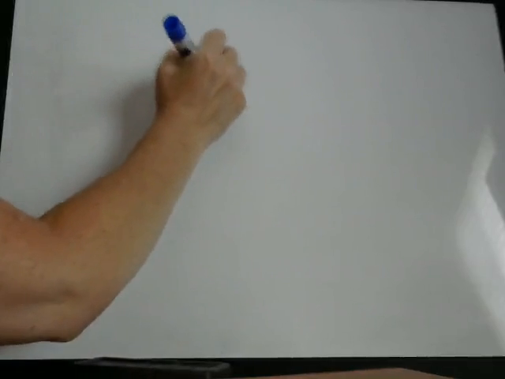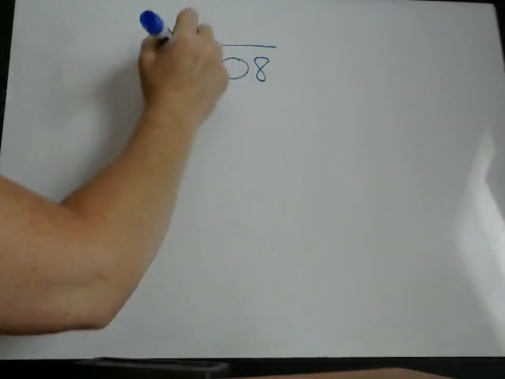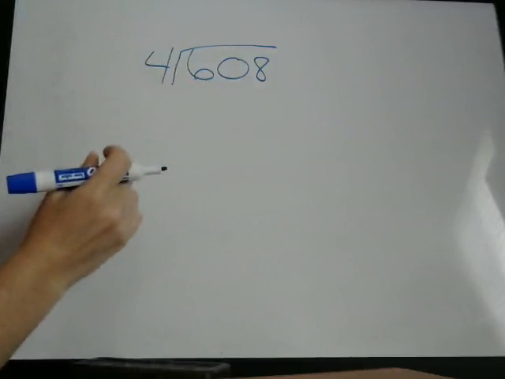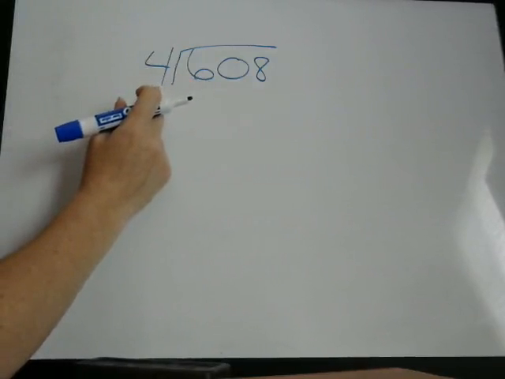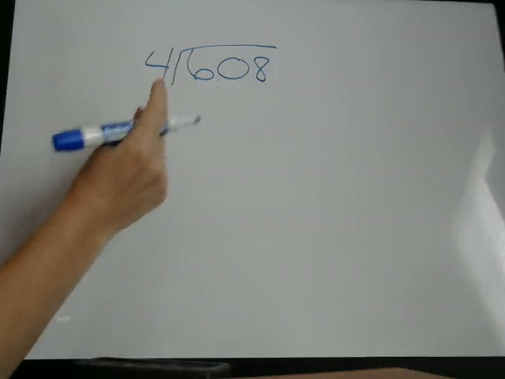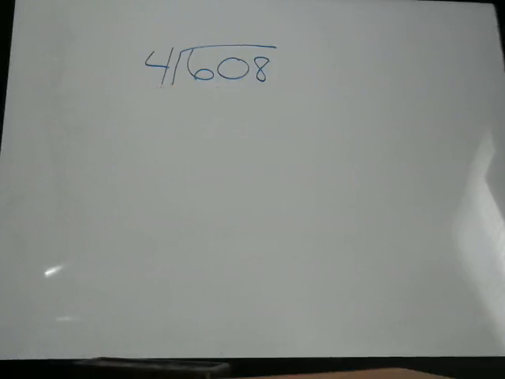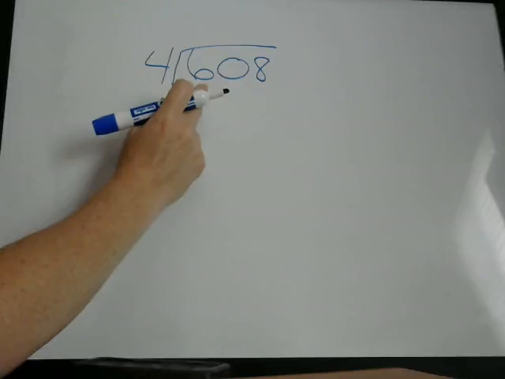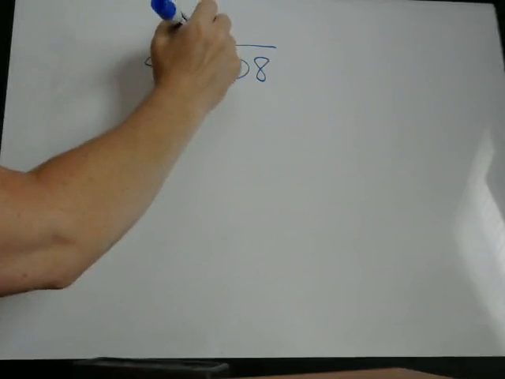So now we'll do 608 divided by 4. Again, just look at the first digit. How many times does 4 go into 6 without going over? Well, it can only go one time, because if it goes twice, 2 times 4 is 8, and that's bigger than 6, and that's not what we want. We want how many times will it go into that number without going over. So we can only put it in there once.